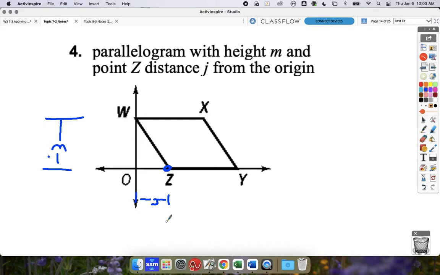Okay, so do we need a variable to identify Z? No, I just go over J, up 0. Do I need a new variable to identify W? I'm going to go over 0 and up M. Okay, do they tell us how wide the parallelogram is? No.